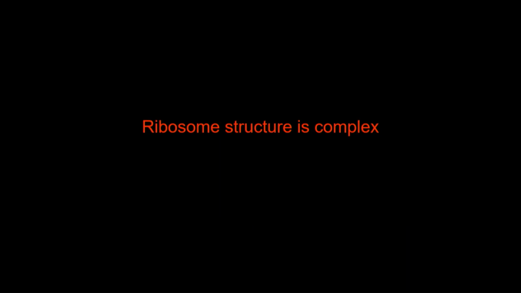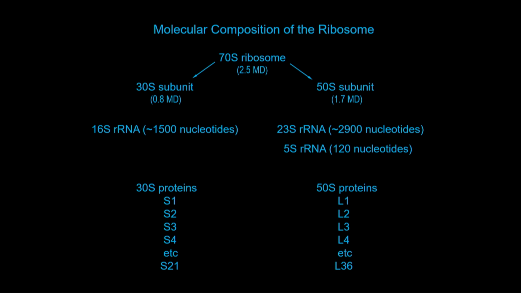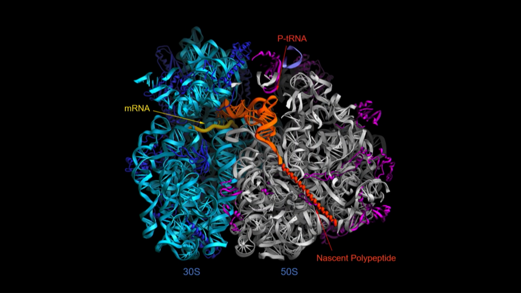So fast forward a few decades. Here's the parts list for the ribosome. It's 2.5 million Daltons. It's one of the biggest biological structures. It contains 2/3 RNA, 1/3 protein, in its simplest form over 50 different proteins. And it's a very complex structure, as you can see. So where do you start?